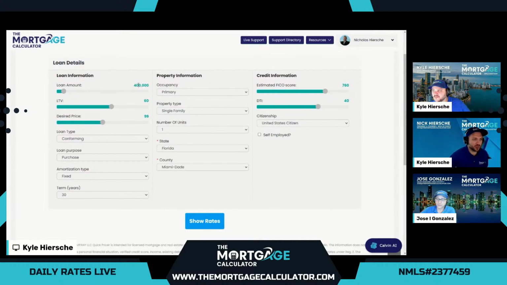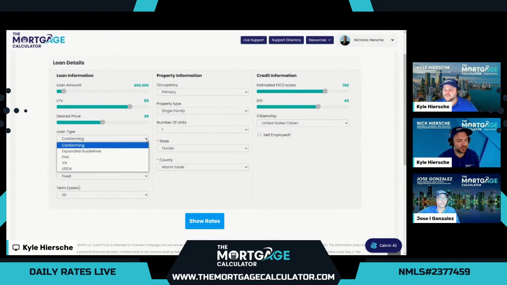So for our demo, we will set up a scenario so we can compare the loan programs. We will set up a $400,000 loan amount for all the demos. We'll set 80 LTV, 20% down payment. We'll set the desired price to 99. That means we're going to ask the computer to find the best rate at one discount point in cost. And we're going to compare our programs.